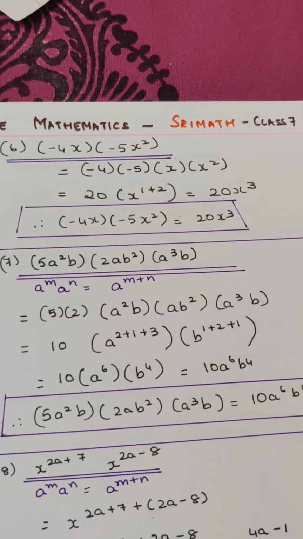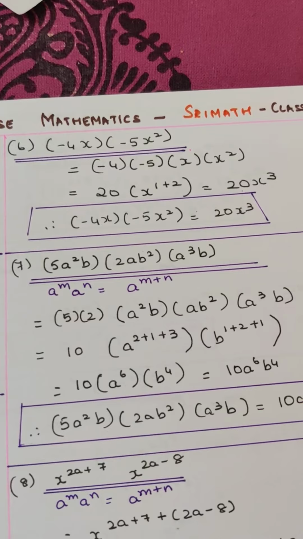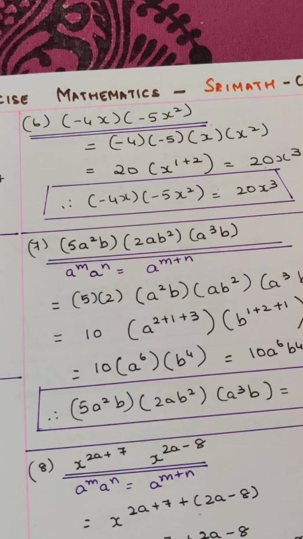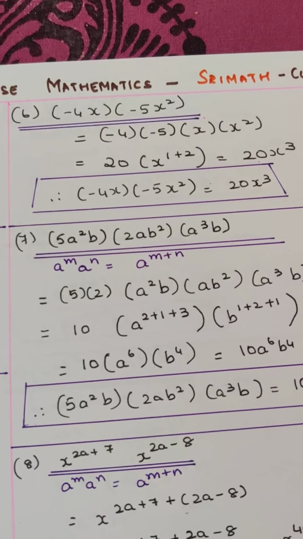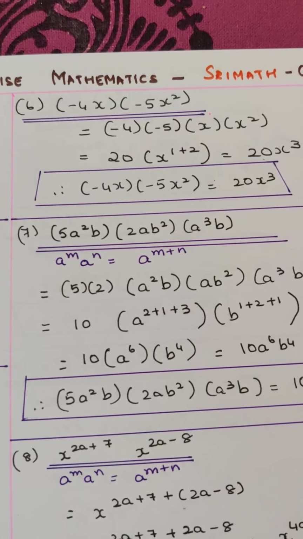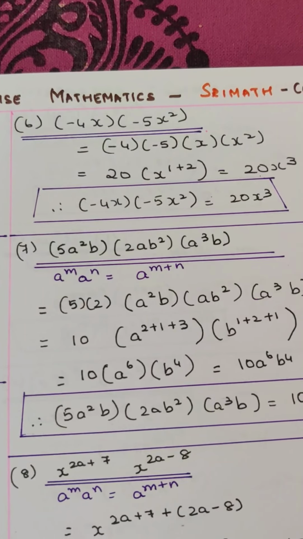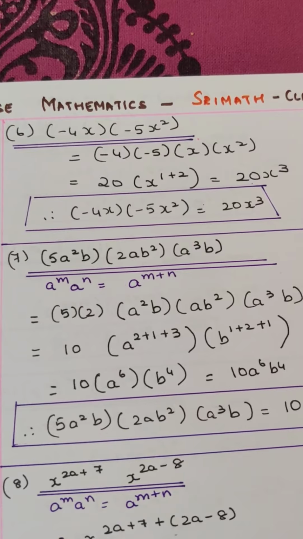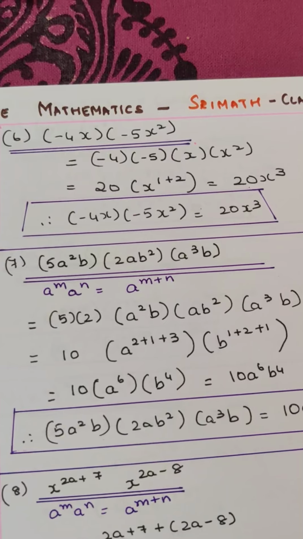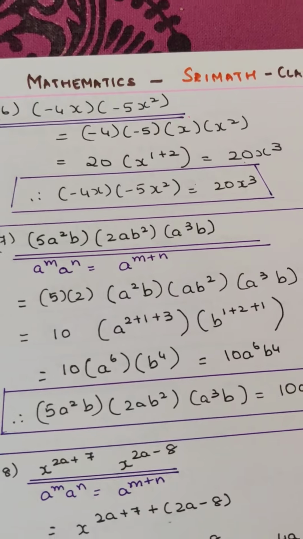Minus 4x into minus 5x square. Minus 4 into minus 5, you take it separately. So x into x square. So minus 4 into minus 5 gives you 20. X to the power of 1 plus 2, that is x cube. Therefore, minus 4x into minus 5x square is equal to 20x cube. Again, students, just pausing for a few seconds for you to understand the sum and the calculation that I have done. Easy, just concentrate, and solving these exercises twice or thrice will make you perfect.